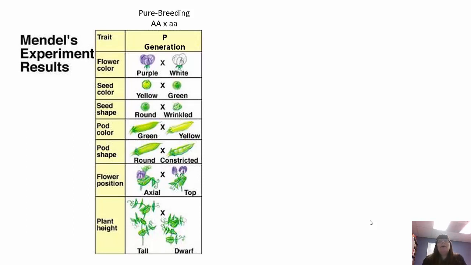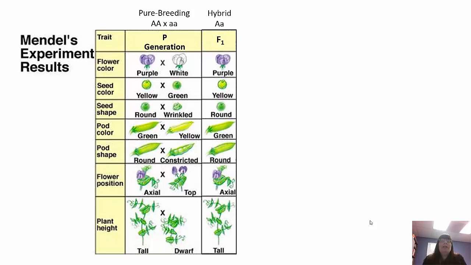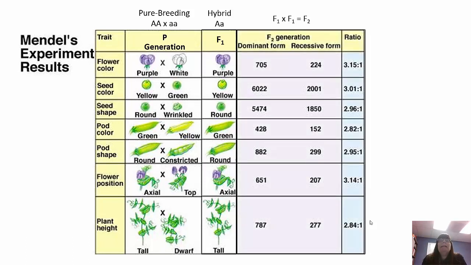So again, he crossed pure breeding plants. So it was big A times little a. So the hybrid F1 generation all came out the dominant trait. And when you cross that F1 generation, the F2 generation basically came out with a 3-to-1 ratio. Now keep in mind, it's not going to be exactly 3-to-1, but for the most part, they all round to 3-to-1 as a ratio. So you end up with 3 dominant phenotypes, 1 recessive phenotype. So we have 3 purple, 1 white flower, 3 yellow, 1 green seed color, and so on.